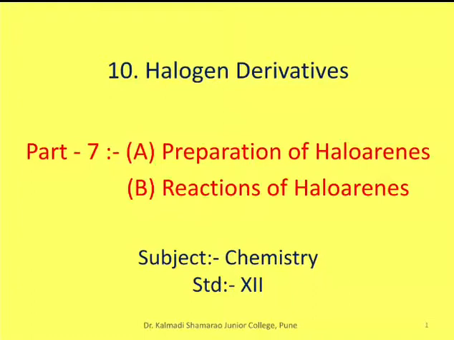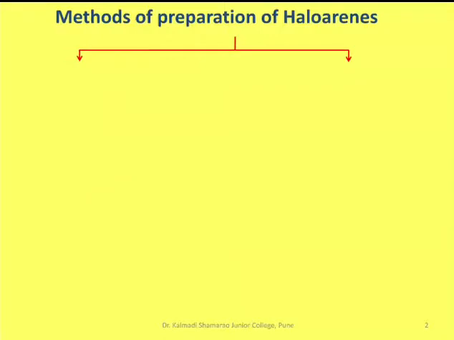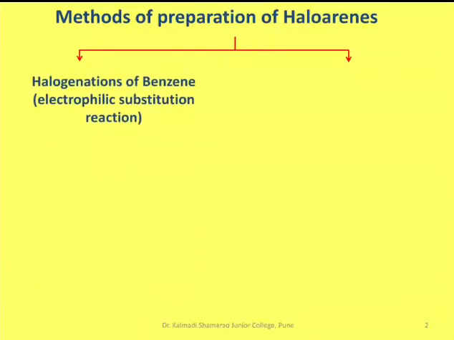In this video, we are going to discuss the method of preparation of haloarenes and reactions of haloarenes. So let's begin. First, we will discuss the method of preparation of haloarenes. There are two ways through which we can prepare haloarenes: by direct halogenation of benzene, which comes under electrophilic substitution reaction, and second by Sandmeyer's reaction. Sandmeyer's reaction we are going to learn in detail in the 13th chapter. For now, let's confine our discussion to preparation of haloarenes by halogenation of benzene.